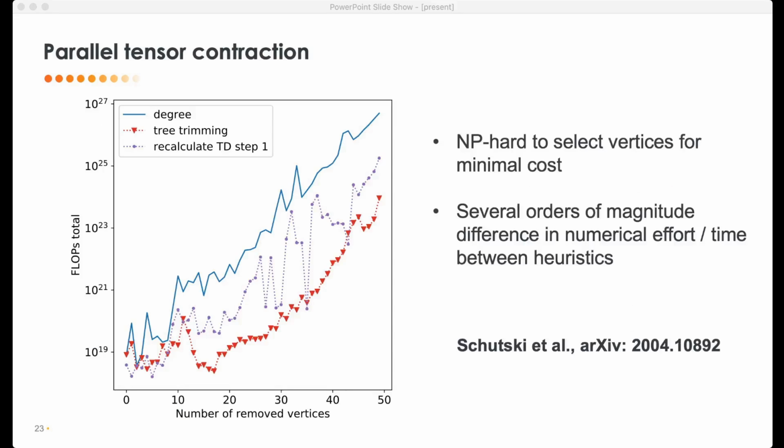In general, it is NP-hard to select vertices such that after their removal the graph will have minimal treewidth. In our work, we compare different heuristics for this task and propose a new one which works really well. We get an improvement of 3 to 4 orders of magnitude in total computational time with this approach. For full details, I recommend you see the paper, but I will explain the idea behind this method briefly in the next slide.